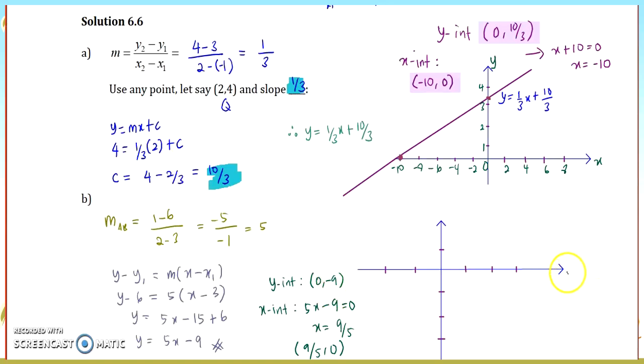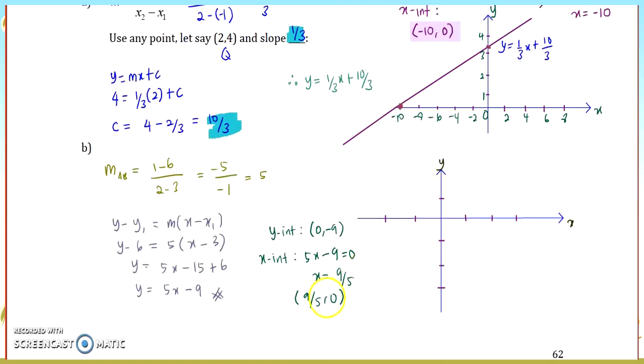Let's label the axes, x-axis and y-axis. So x is 9 over 5, which is nearly 2. And y from 0 to negative 9. So let's say we use a scale of 3. The first point is here, (0, -9), and also 9 over 5 here. Now connect the two points. Don't forget to label the line. So y equals 5x minus 9.